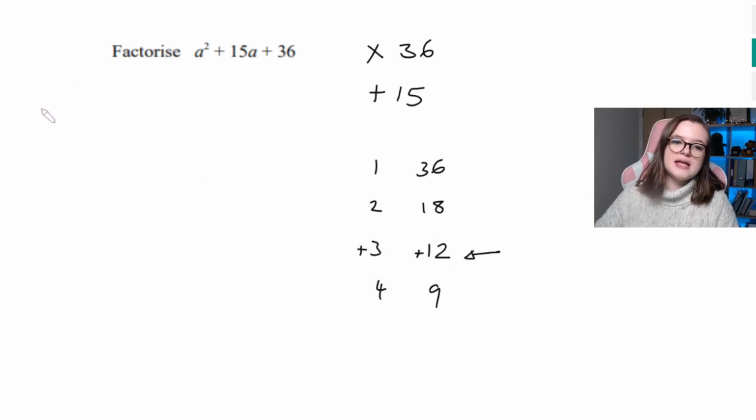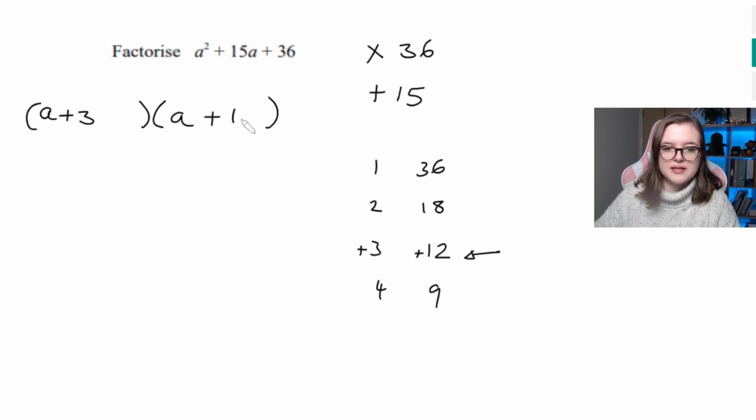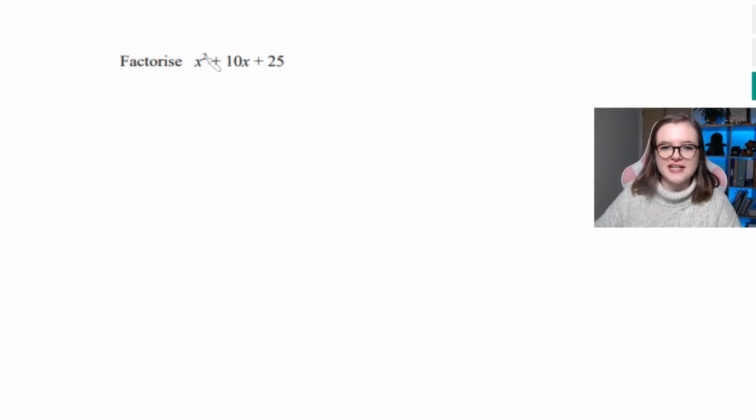All we need to do then is put it into double brackets like this. So then we're going to get a plus 3 and a plus 12, and that would be a factorised Grade 5 quadratic. Question 2, factorise x squared plus 10x plus 25.